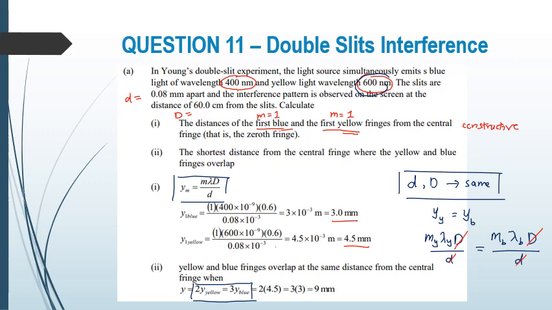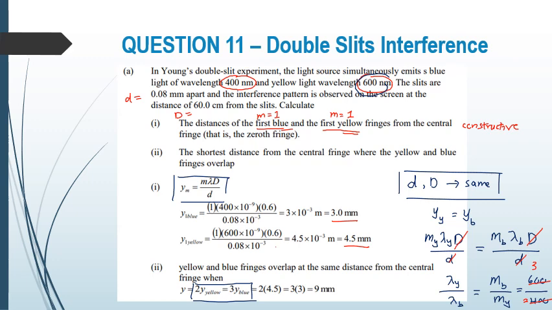So now let us try to find out what is the ratio of the order for these two different wavelengths. Rearrange the equations. We have lambda y over lambda b equals mb over my. Lambda y is 600 and lambda b is 400. So mb over my is 600 over 400 nanometer. You can simplify the value, and you will obtain 3 over 2.